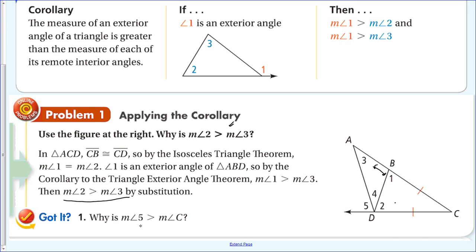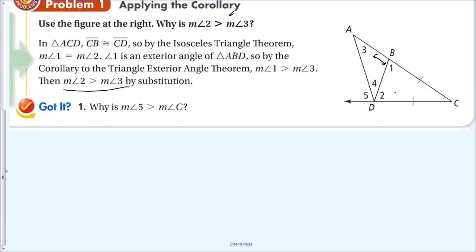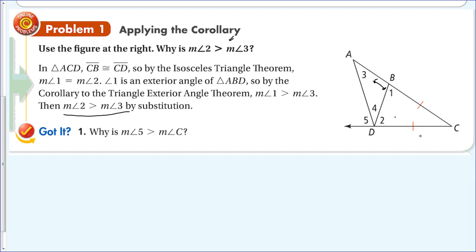So, I want you to tell me why angle 5 is greater than the measure of angle C. Why the measure of angle 5 is greater than the measure of angle C. Hopefully you said that angle 5 is greater because angle 5 is an exterior angle. So, by the corollary to the triangle exterior angle theorem, angle 5 has to be greater than angle C. So why is it greater?